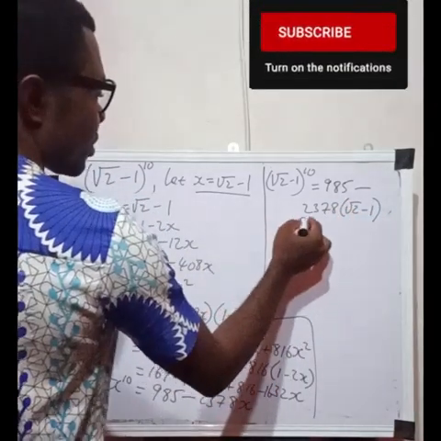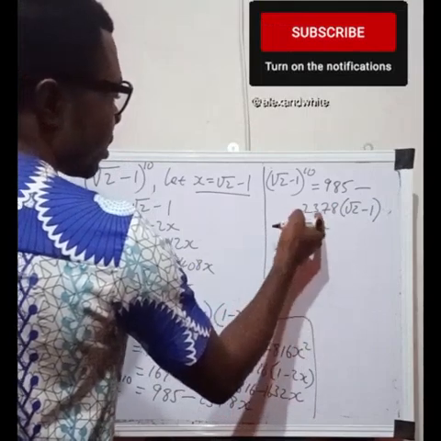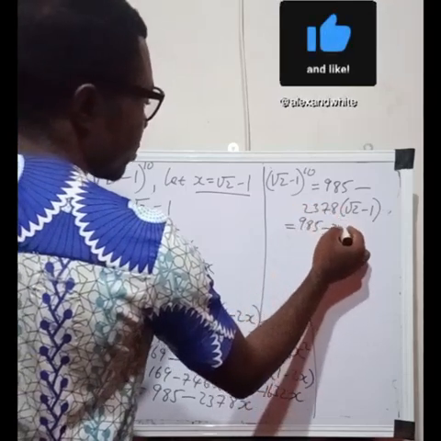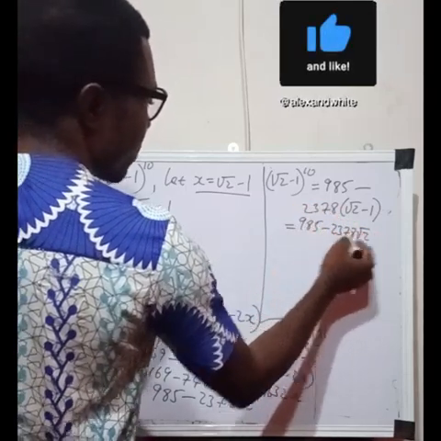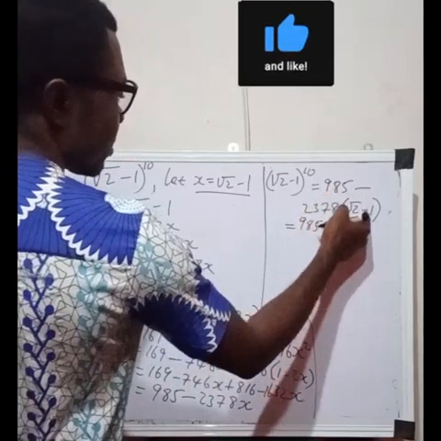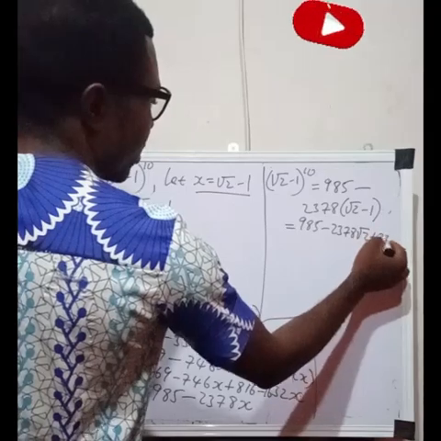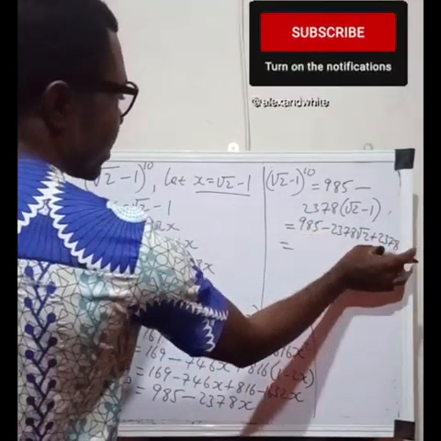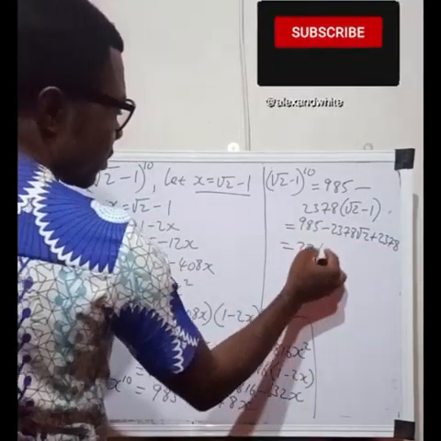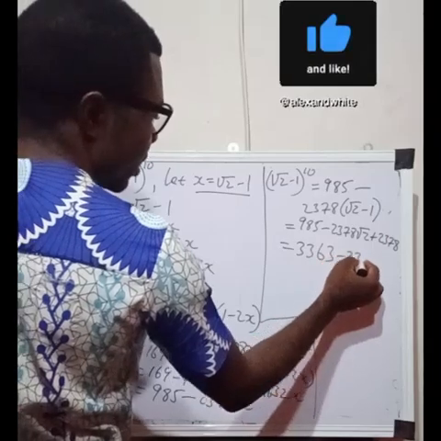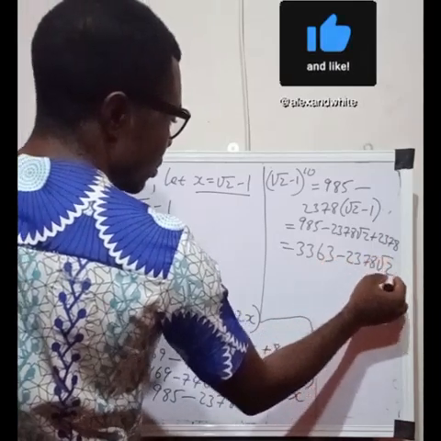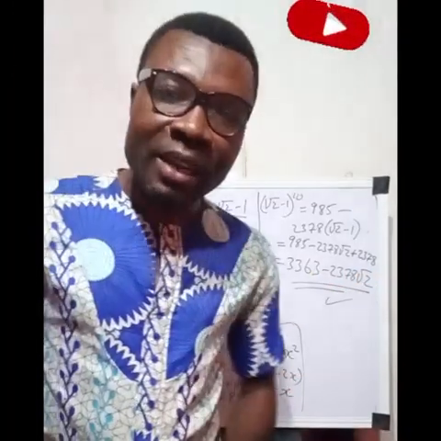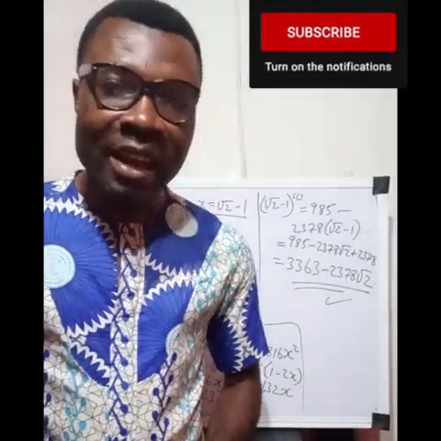So that is going to give us 985 minus 2378 root 2. Minus 2378 times minus 1 will give us plus 2378. And that is 985 plus 2378, which will give us 3363, then minus 2378 root 2. And that is our answer as we got before. You can look at it very well and choose the method that is easier and more convenient.